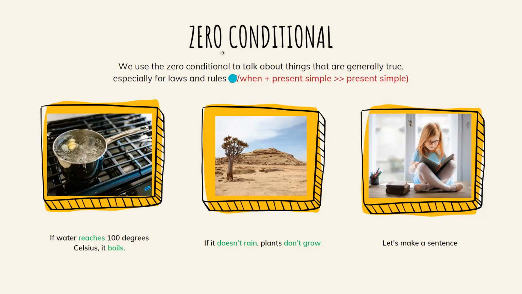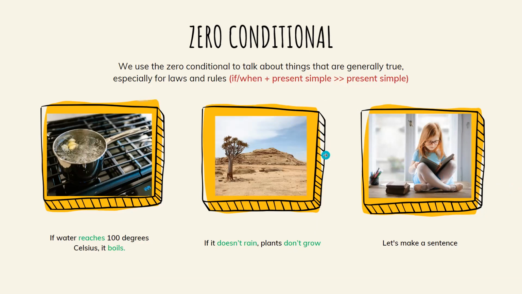So this is the structure of zero conditional. We should use either if or when. You see, we can use them interchangeably. Then after this, in the condition clause, we use present simple. And in the result clause, again, we should use present simple. Please, guys, try to pay attention. We use this conditional for the things which are generally true, okay? Especially for laws and rules.